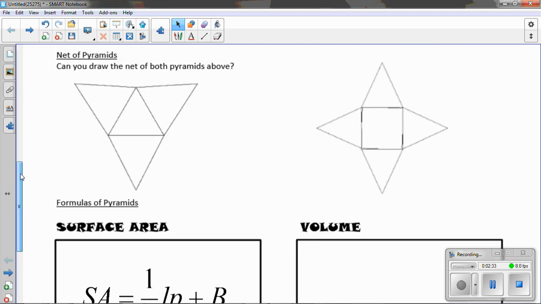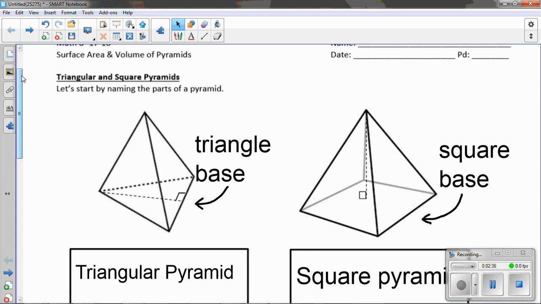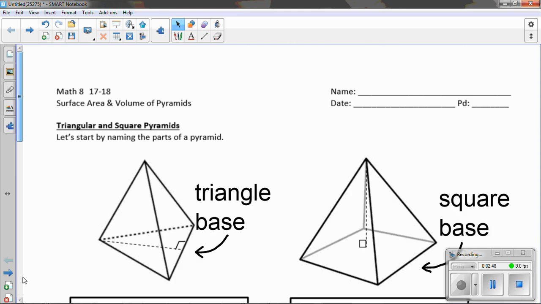So I'm going to scroll back up to the top. Yeah. So that would be along from the top of the pyramid down to the base on the side, like the slide part. You slide down the side of it, it'd be right here. That is the slant height. Okay?